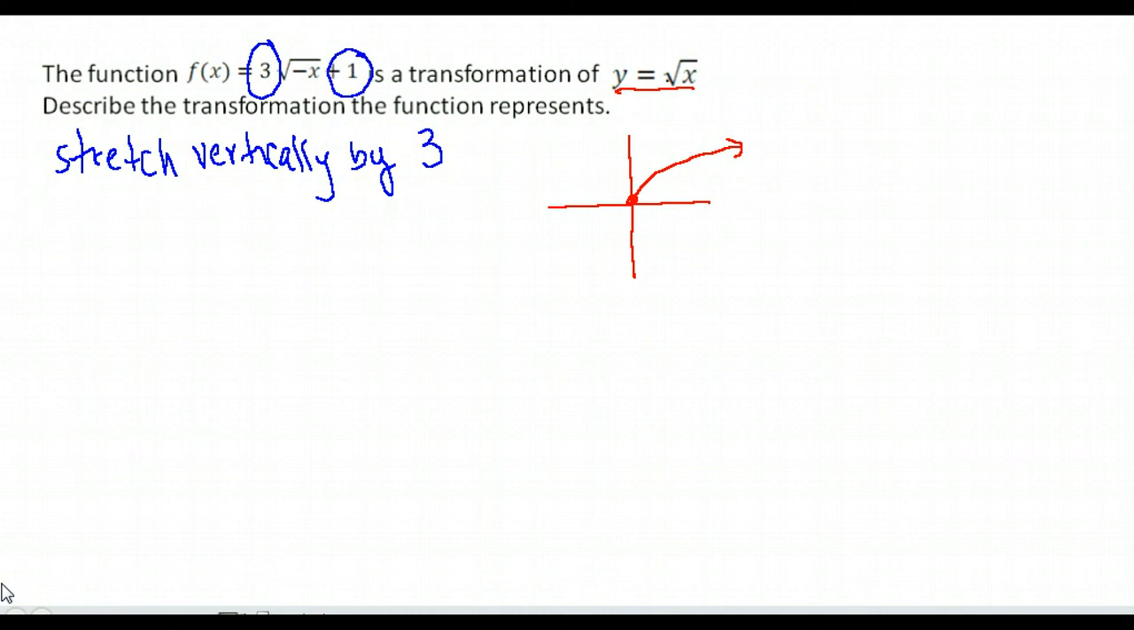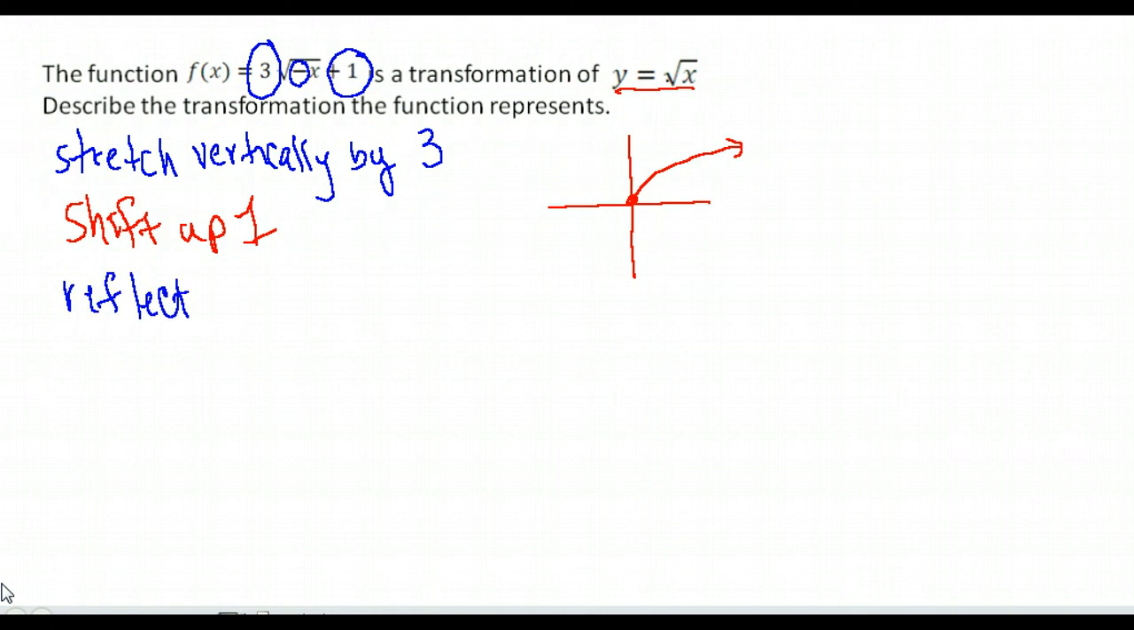The next thing I notice is the plus 1 on the end. Again, it's outside of the square root, so I know that is vertical change. It's plus, so that means it's going to move it up. It shifts up 1. And the final thing I notice is the negative inside the root. What that's going to do is, since it's inside the square root, it's going to reflect over the y-axis, or, as we could say, flip it sideways. So instead of going to the right, it would go to the left.